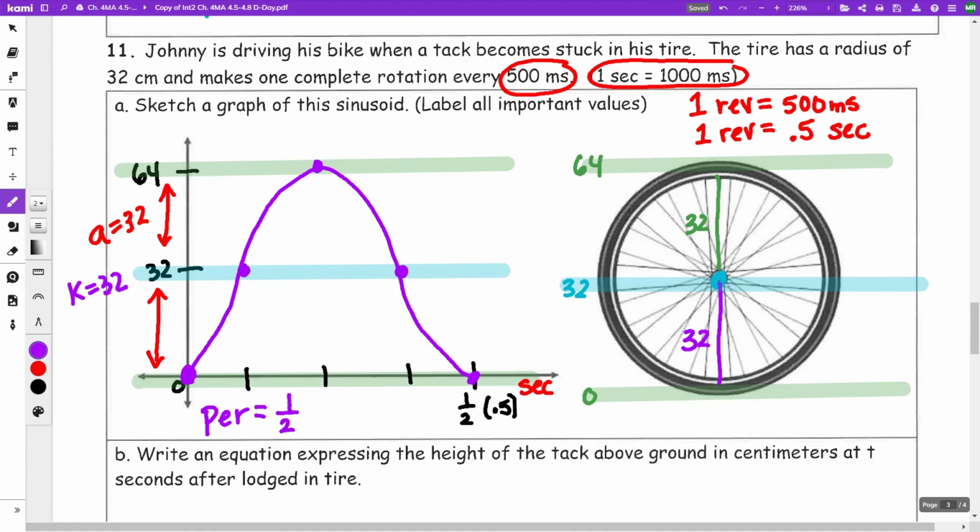And so when I'm trying to find my B, let me do it over here. B is equal to 2 pi divided by my period. So it's going to be 2 pi divided by 1/2. So I'm going to multiply by the reciprocal. I'm going to get 4 pi. So my B is going to be 4 pi.